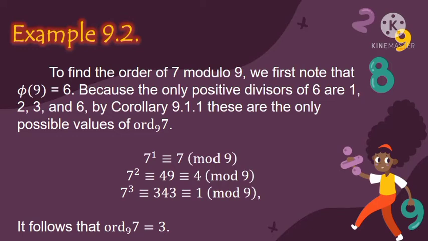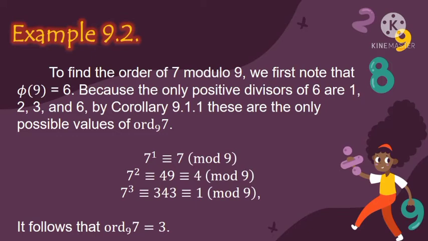Therefore, 7 raised to 1 is congruent to 7 modulo 9. 7 raised to 2, or 7 times 7, is congruent to 49, and also congruent to 4 modulo 9 by doing some calculations. 7 raised to 3, or 7 times 7 times 7, is congruent to 343, and also congruent to 1 modulo 9. Since we already get the least residue, which is 1, it follows that the order of 7 modulo 9 is equal to 3.